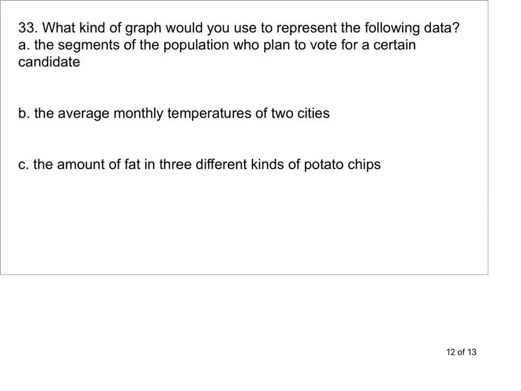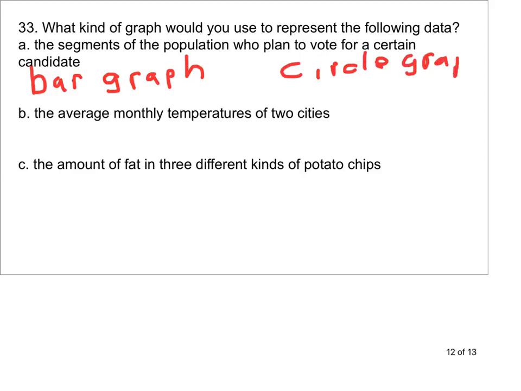And 33, what kind of graph would you use for the following data? The segments of population to vote for a certain candidate. Probably a bar graph would be good. We're looking at different types of things. But a circle graph would probably work too. Many times, if a bar graph will work, a circle graph will too. And I'd probably do the bar graph here.